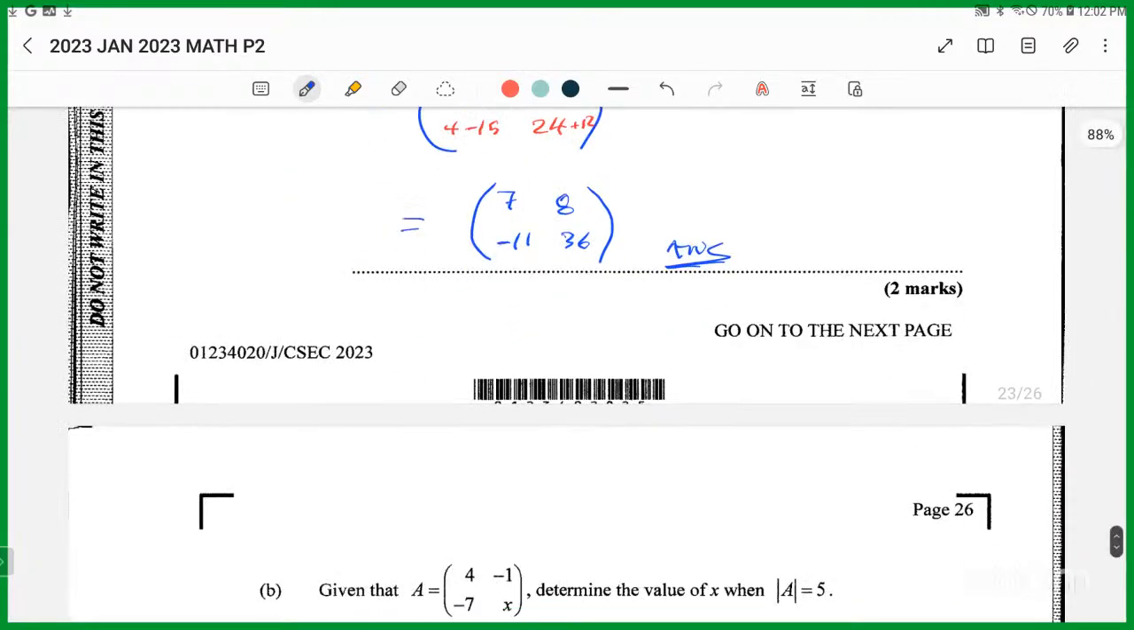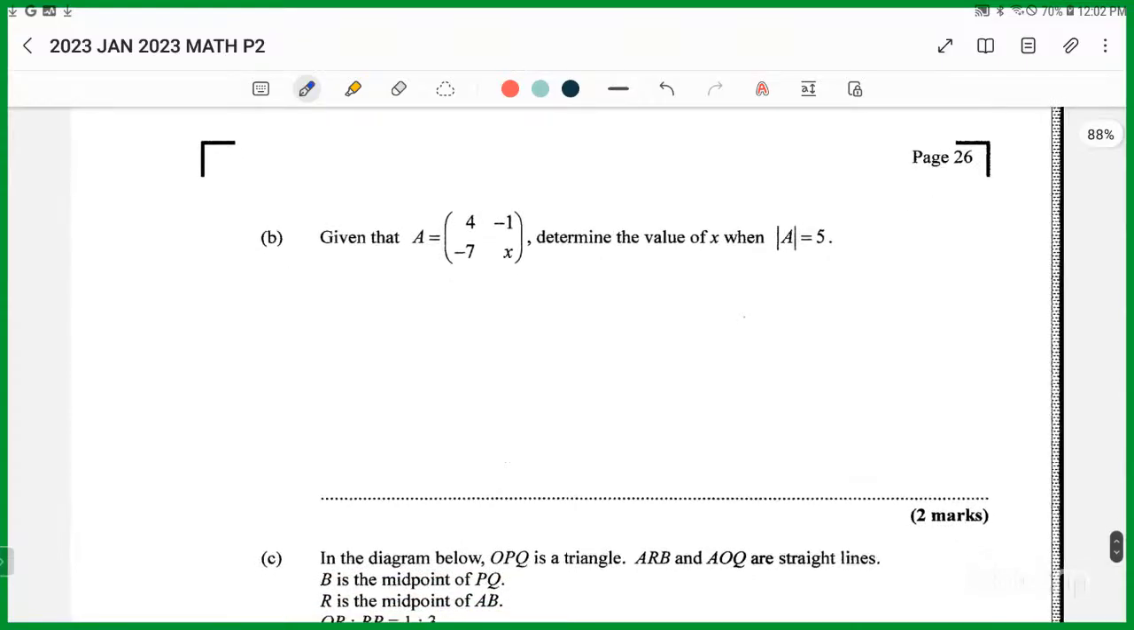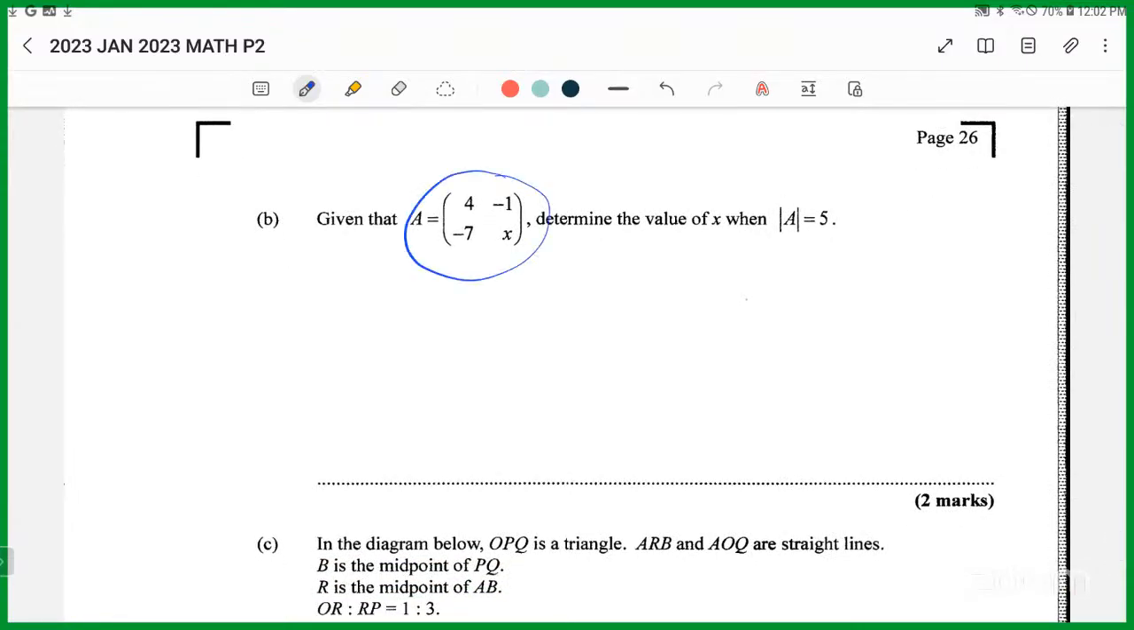Alright. Then this one now, it says, given that this is the matrix A, determine the value of x when the determinant is 5. So to find the value of x, we need to write an expression for the determinant and put it equal to 5. And the determinant will be this product first, which is 4 times x, which is 4x, minus this product, which is actually a positive 7, because it's negative 7 times negative 1, it's positive 7. I put that equal to 5.